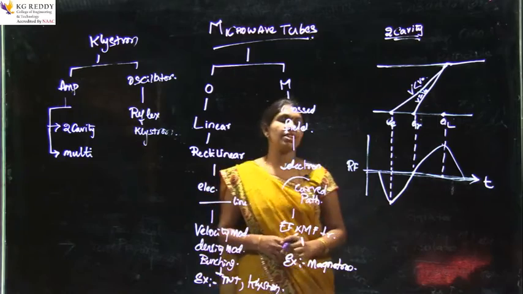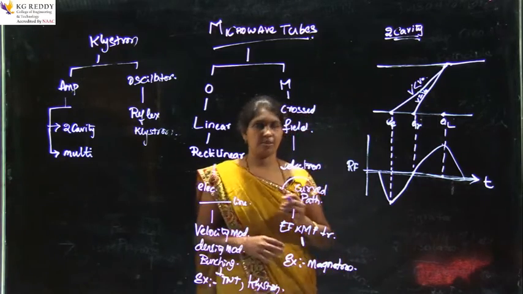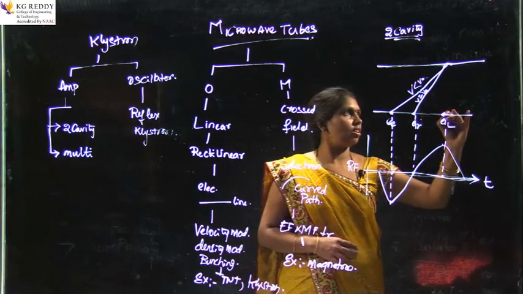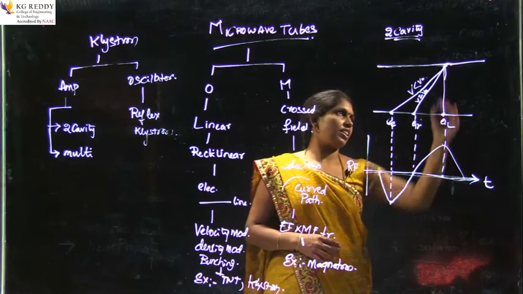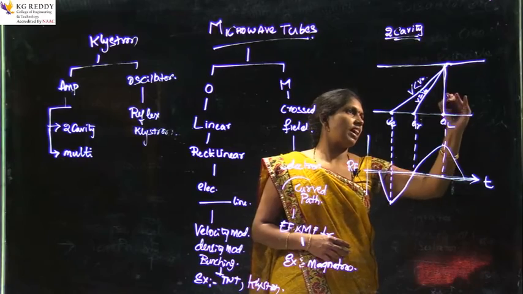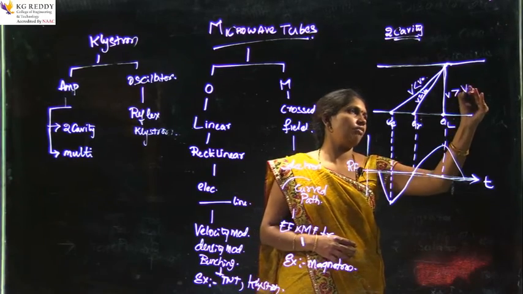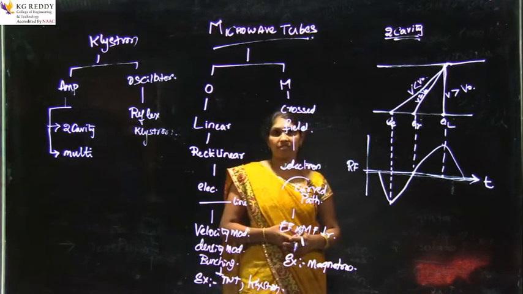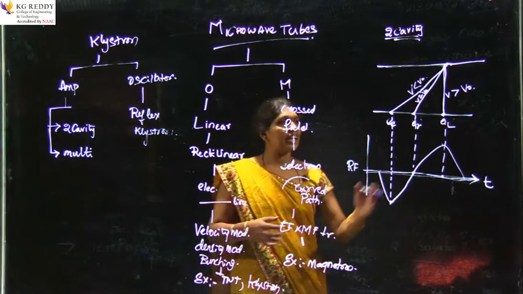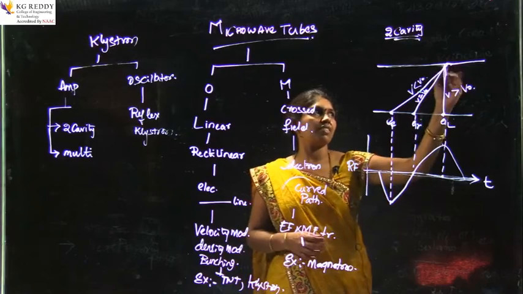So the reference electron travels with little higher speed, whereas the late electron is subjected to positive RF energy. It will travel with speed V greater than V naught. So it will travel with more speed compared to the reference electron. Quickly it will reach the early electron and reference electron.